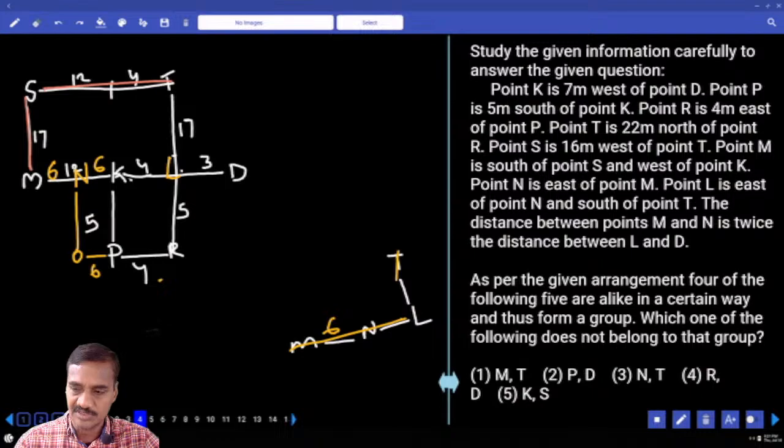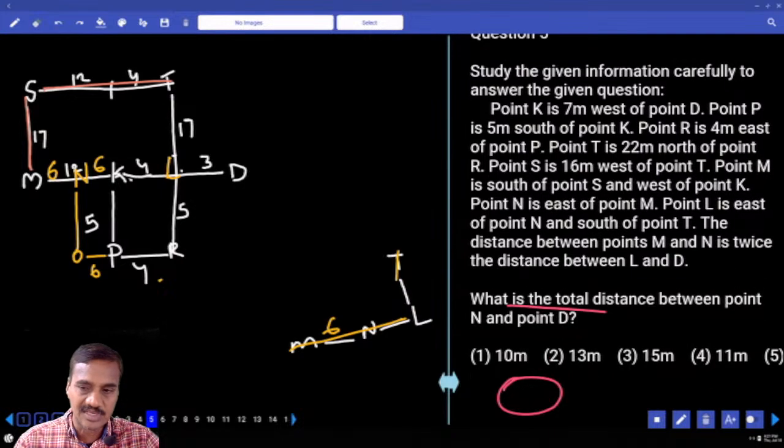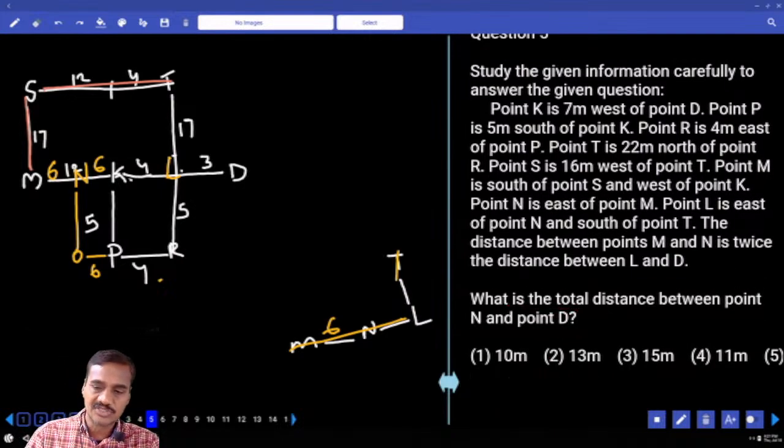As per the given arrangement, four of the following are alike. M is to the southwest of T. P is to the southwest of D. N is to the southwest of T. R is to the southwest of D. And K is to the southeast of S. So what is your answer? Choice 5, question number 4. Then coming to question number 5, the distance between N and D. N is here, D is here: 6 plus 4, 10 plus 3, 13. Now 13 meters, choice 2, question number 5.